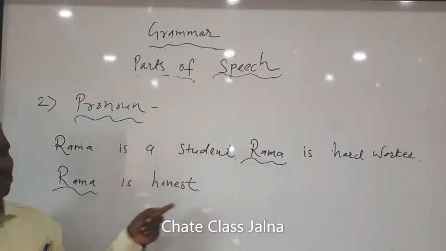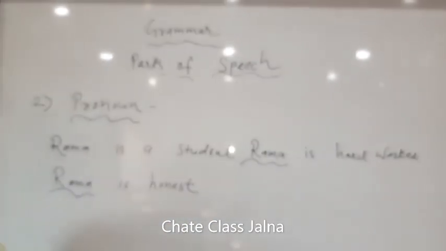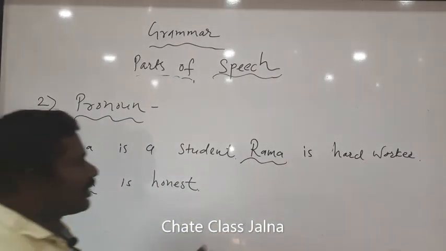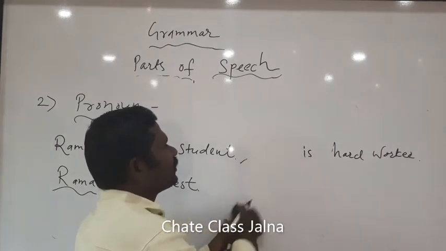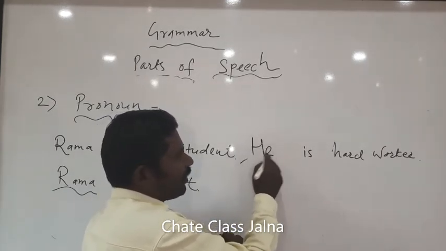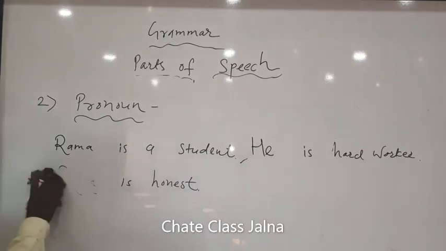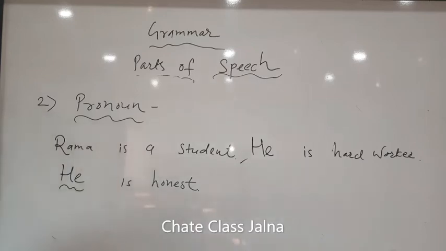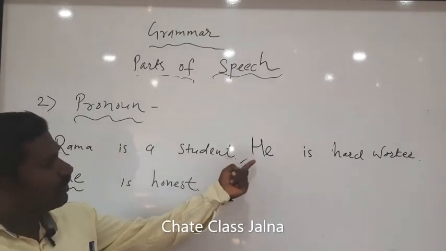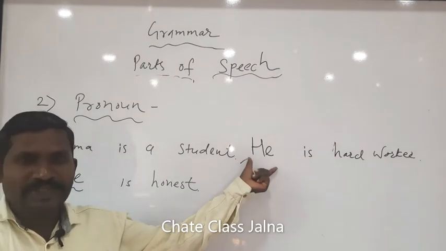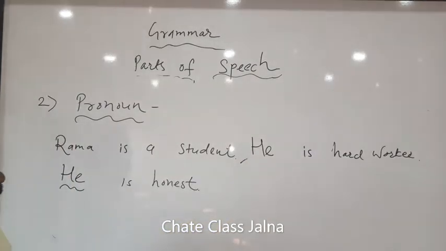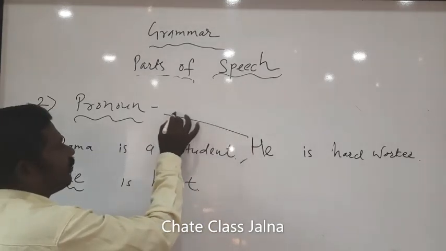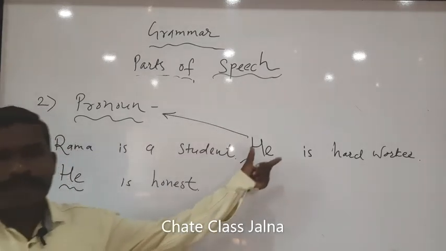So here Rama is repeated. To avoid such repetitions, instead of Rama, we can use another word for him. It is he. He is a hard worker. He is honest. So we have replaced the word Rama using he, and such words that are used instead of the noun to avoid repetition are called pronouns.